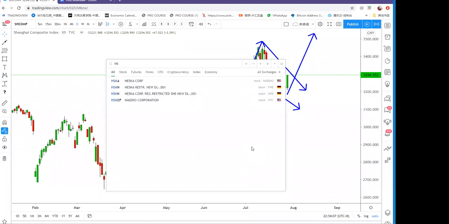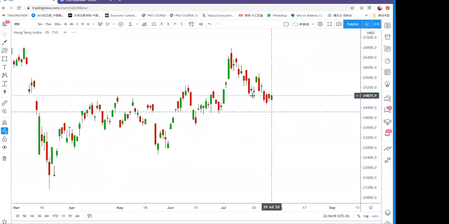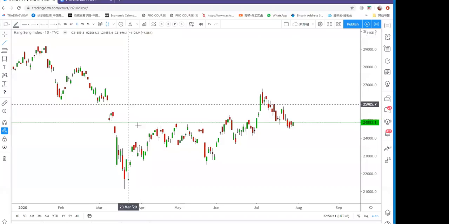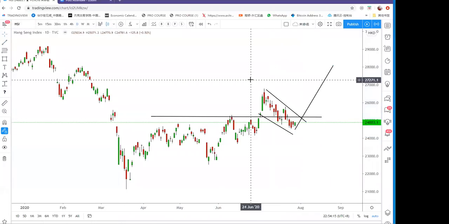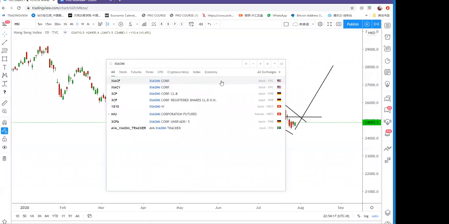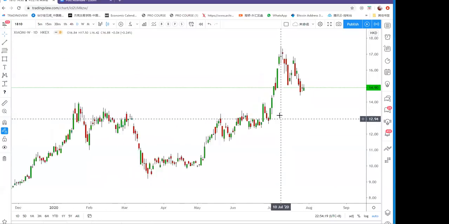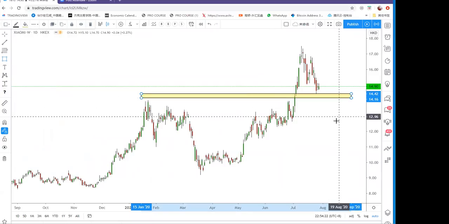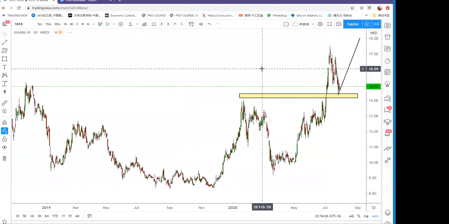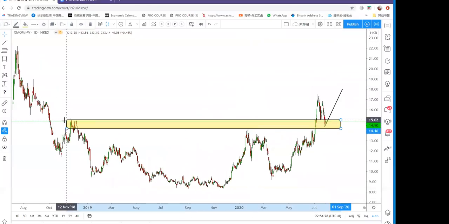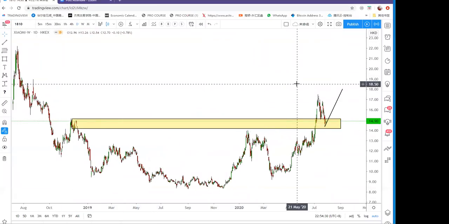The Hang Seng is also okay. It also breaks the neckline and forms this channel to go up. And Xiaomi, which I mentioned in the Hong Kong stocks, comes back to the neckline as well, so you can buy Xiaomi again to enjoy the next round, because this is a perfect example of the neckline pullback retest.